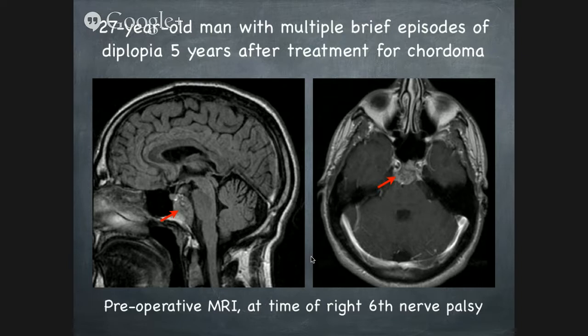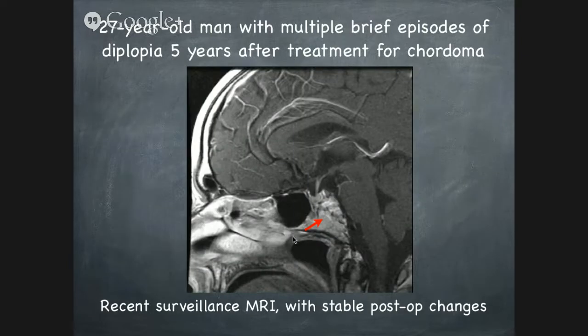All that happened when he was 22 years old, and he's been in pretty good shape since then, and the 6th nerve palsy went away after the surgery and radiation. Now, 5 years later, he's understandably very anxious because he's begun noticing some double vision again. Even before I got to see him, he got a scan. Here's the preoperative MRI, and then this is the recent surveillance MRI. Nothing has grown. This is the same postoperative MRI he's always had with changes in the clivus, but no recurrence. So at this point, it wasn't clear why he was having his symptoms. He had a pretty stable MRI for what that was worth.